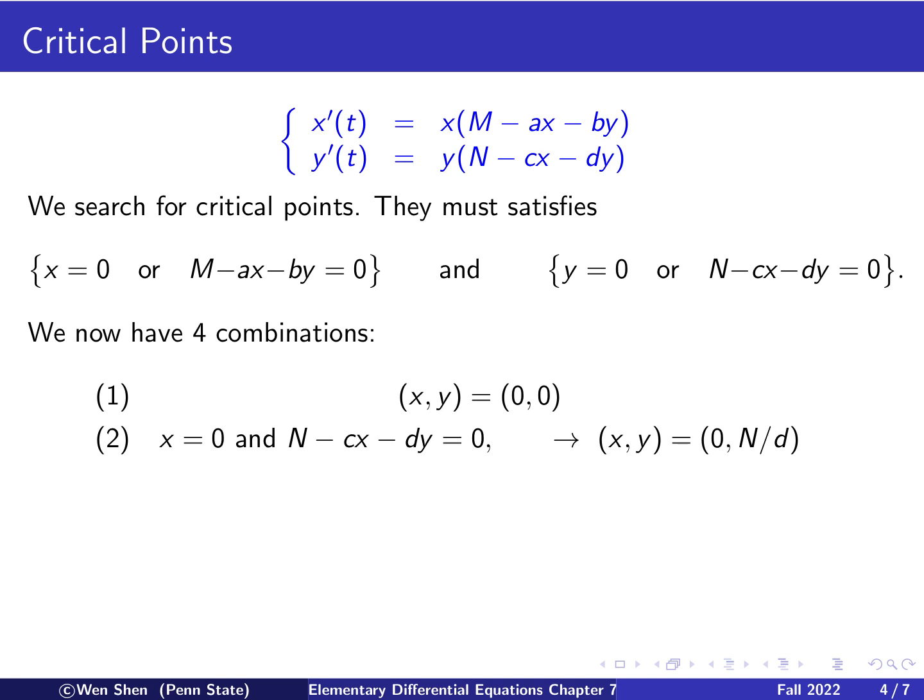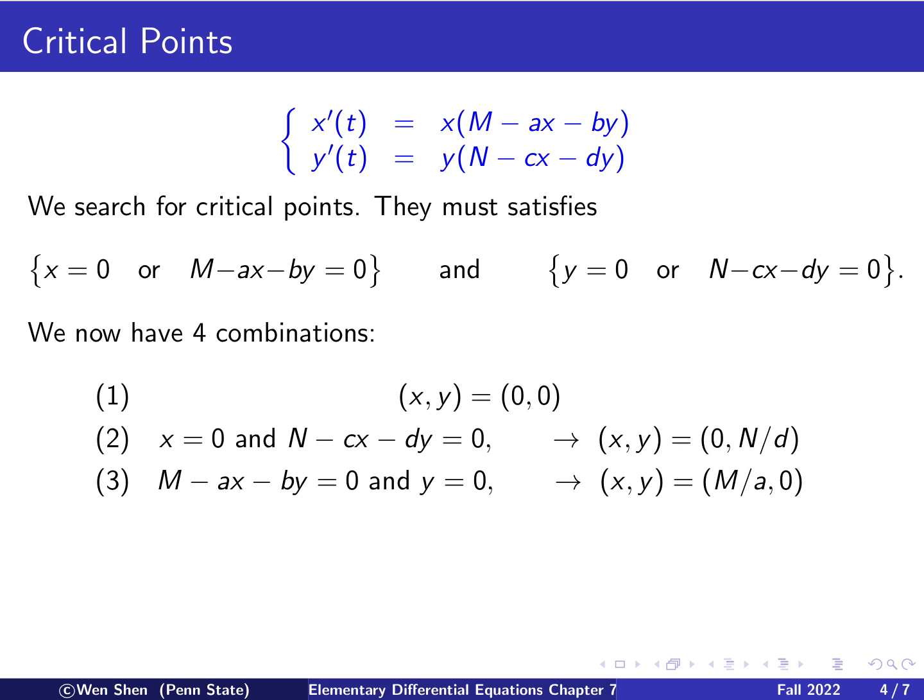The second combination will be taking x equals 0 and taking the second factor here. And we see that when x is 0, this term is gone and y would be N over d. And then that is the second equilibrium. So what is the physical meaning of this equilibrium? Well, x equals 0, so the species x doesn't exist, so y lives alone, and y has reached the maximum capacity of the habitat, so it doesn't change anymore.